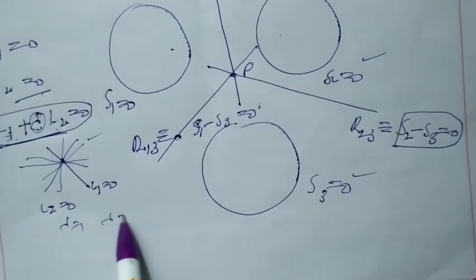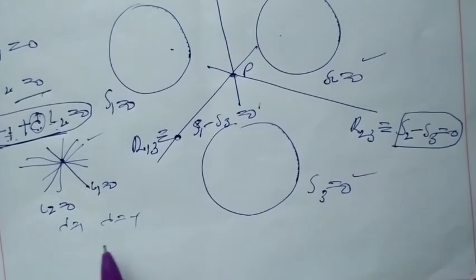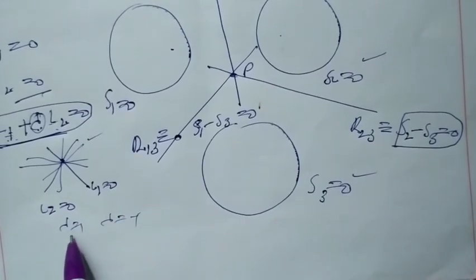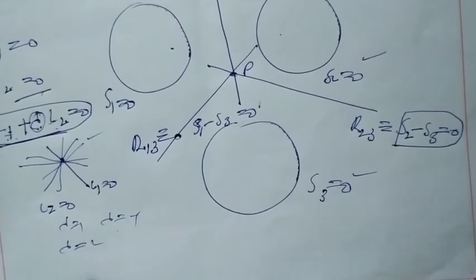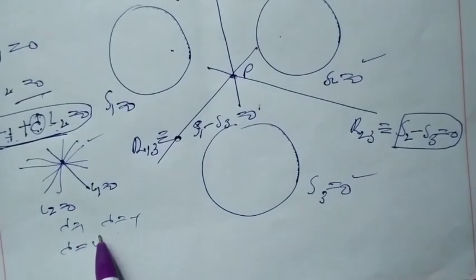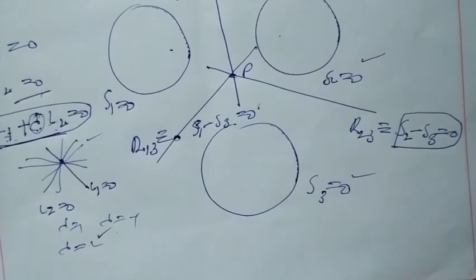For lambda equal to minus 1, we get some other line. For lambda equal to 2, some other line. They are all a family of lines passing through this point. For a particular lambda value, we get one line.